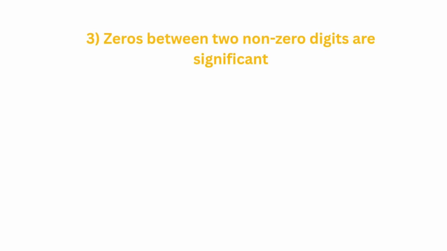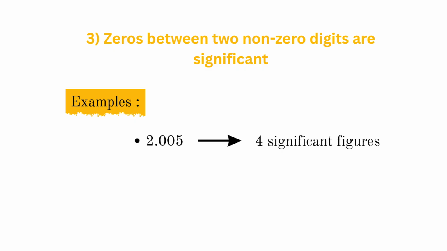Rule number 3. Zeros between two non-zero digits are significant. For example, 2.005. So 2.005 has 4 significant figures.